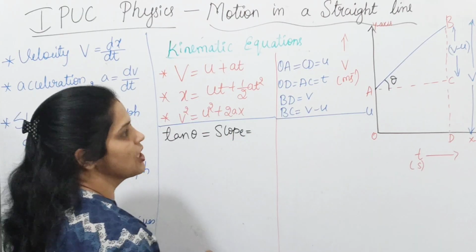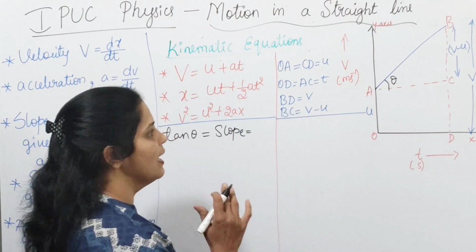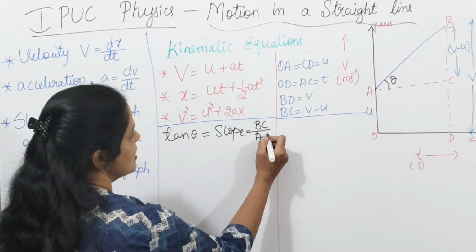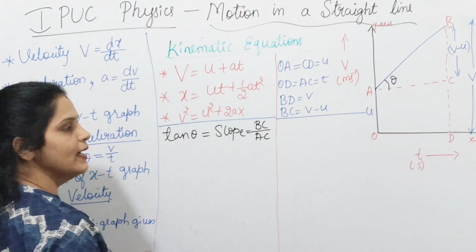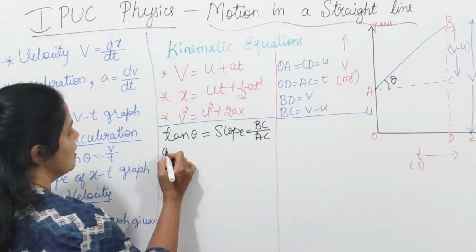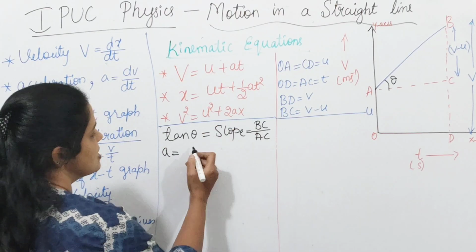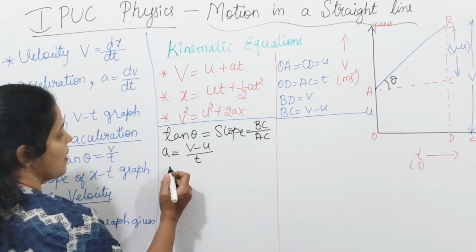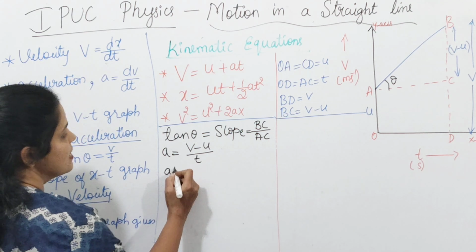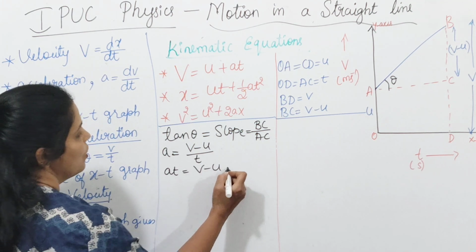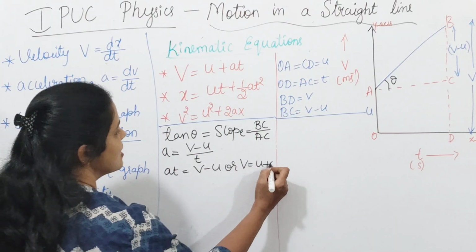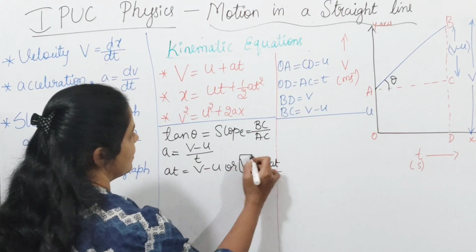So what is the definition of tan theta? Opposite by adjacent. Here the opposite side is BC, the adjacent side is AC, and the slope of the VT graph gives acceleration. Therefore, acceleration is BC, which is V minus U, and AC is T. So from this we can write AT is equal to V minus U, or V is equal to U plus AT. This is our first equation.